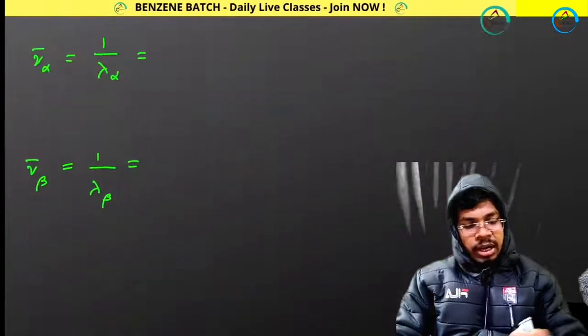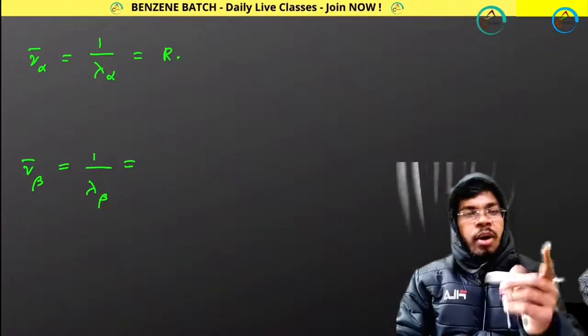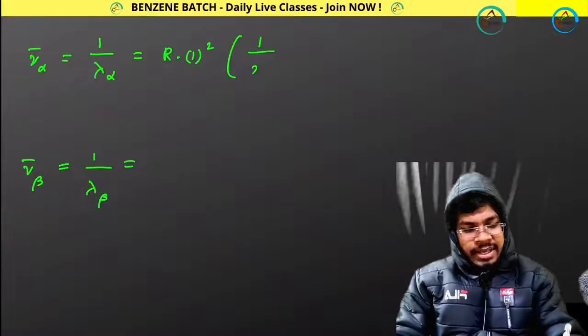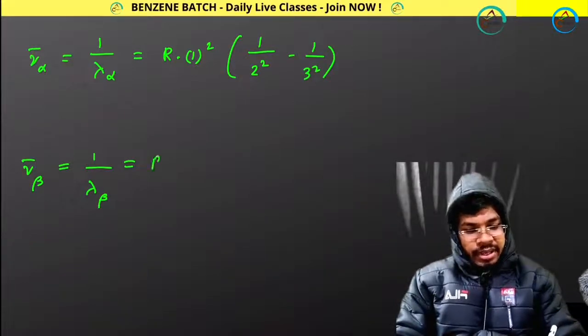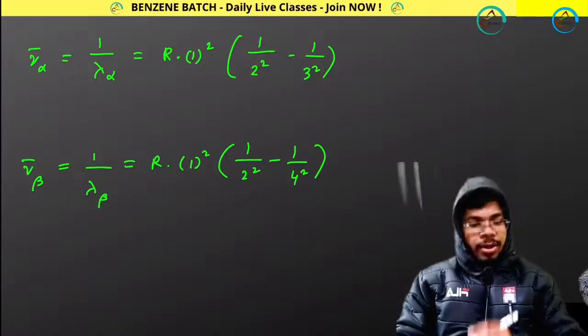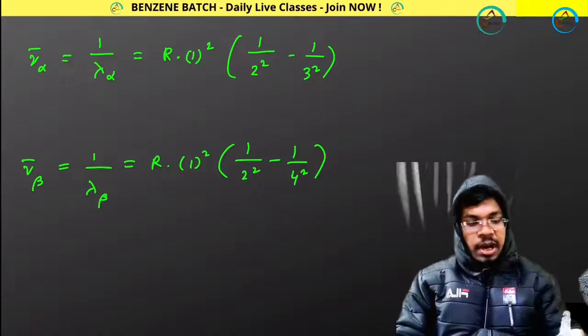So it will become what? R Z square, which means R Z square times 1 by n1 square minus 1 by n2 square. Here n1 equals 2 for Balmer. For the alpha line n2 is 3. So again, R Z square, 1 by 2 square minus 1 by 3 square. And for beta, 1 by 2 square minus 1 by 4 square.